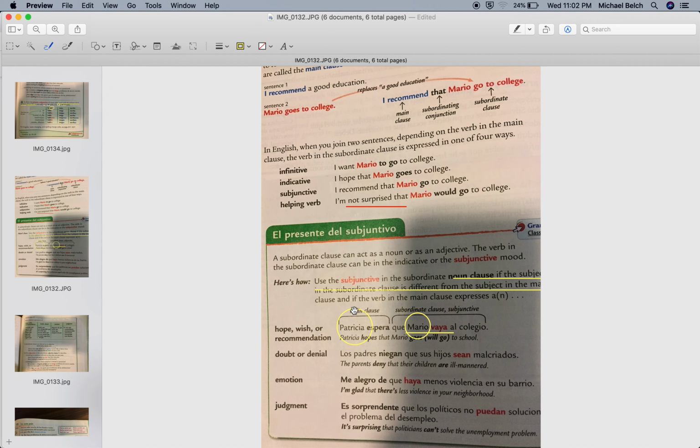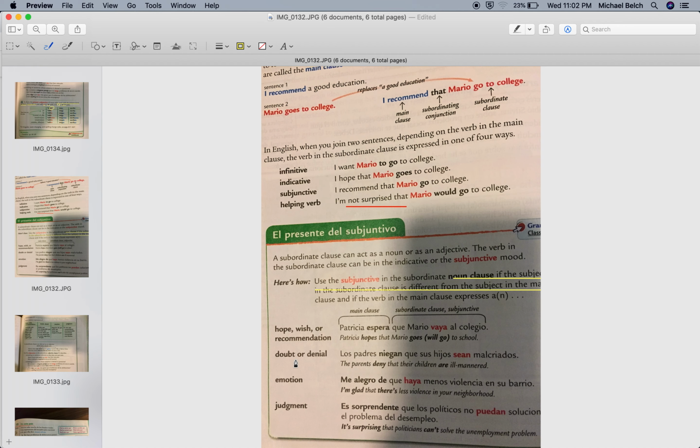If the verb in the main clause talks about hopes, wishes, or recommendations, so ella espera, ella quiere que, ella sugiere que, all of these things will trigger subjunctive. Ella sugiere que Mario vaya al colegio. Okay, she's not sure, but she is hoping, wishing, or recommending that he does.